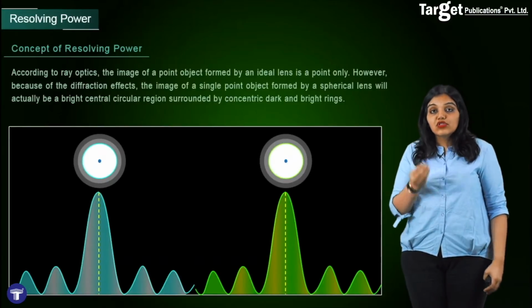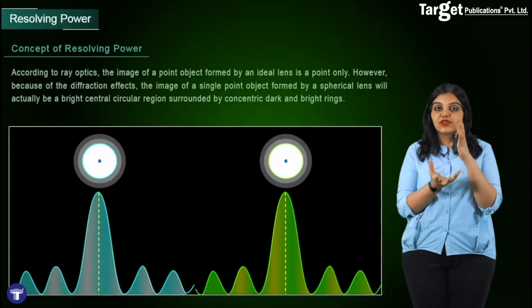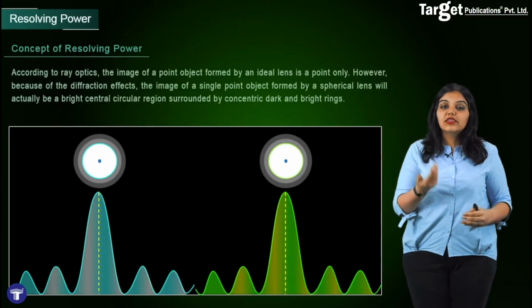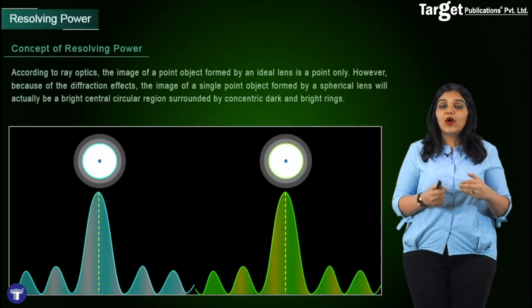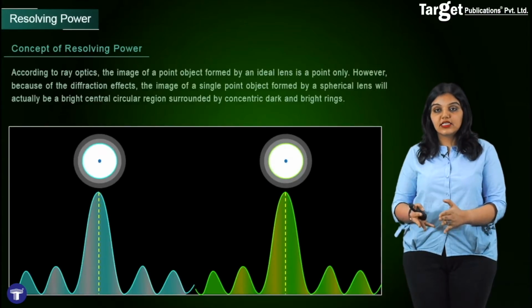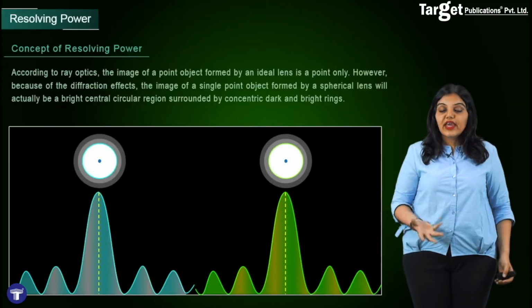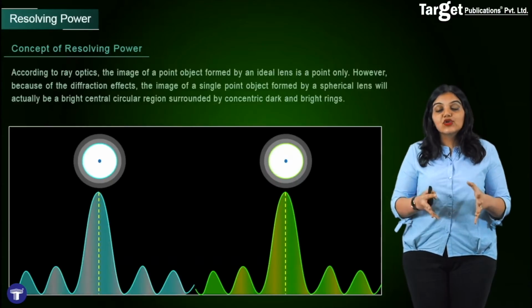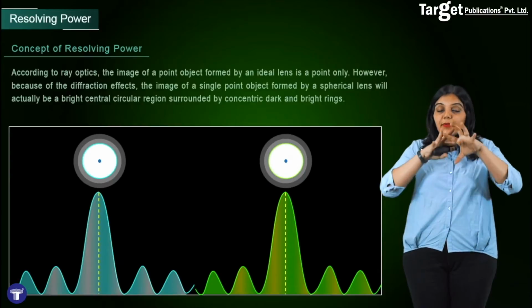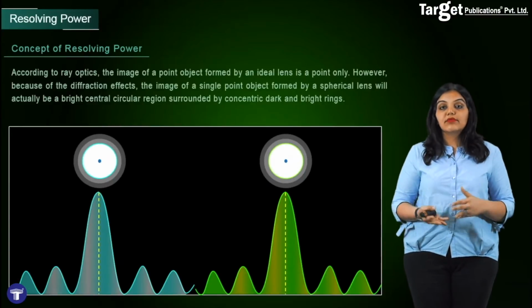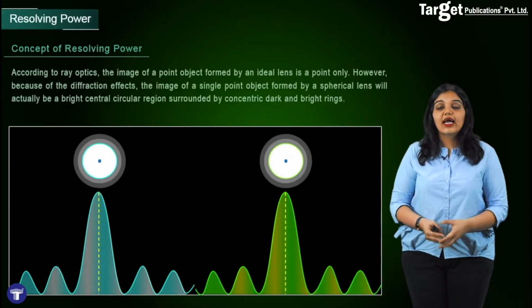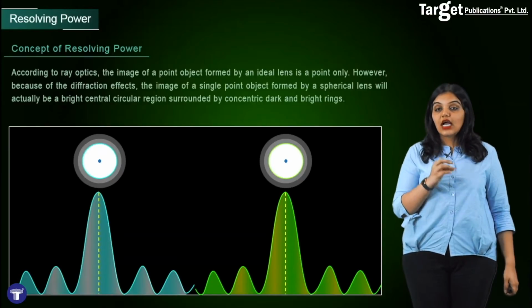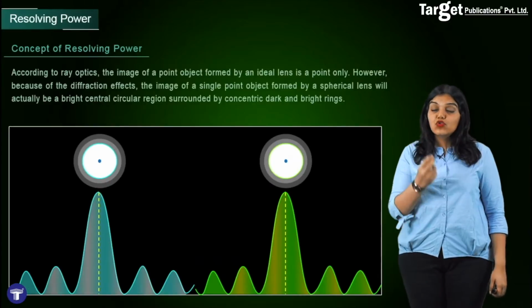For example, if you try to analyze the image created by a spherical lens, you'll see that the image obtained again is not a sharp image. Now, of course, in ray optics, you have seen that the image of a point object formed by an ideal lens should be a point. However, in reality, diffraction effects come into play, and the image of a single point object formed by a lens will actually not be a single small point, but a bright central circular region surrounded by concentric dark and bright rings. As you can see in the diagram, we have formed two bright discs surrounded by concentric dark and bright rings. These are the images of two sharp points.